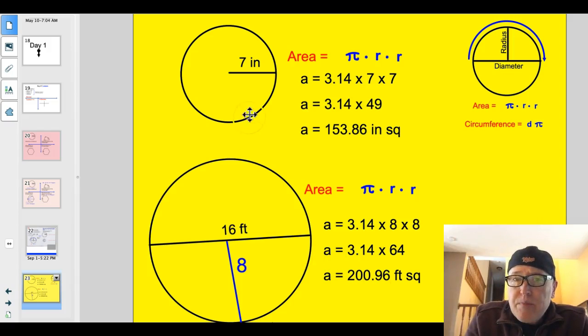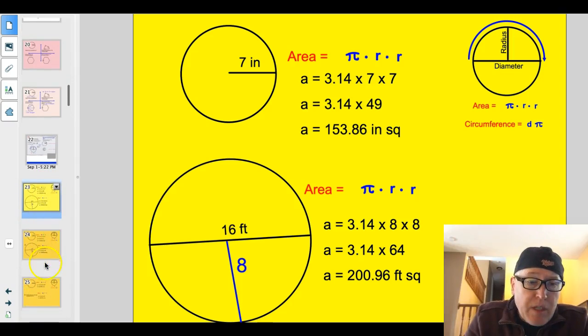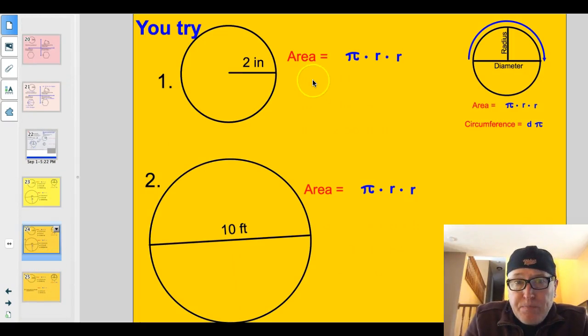The problem is people take the diameter and do pi r squared. They do 3.14 times 16 times 16. That's pi d squared. We have to do pi r squared. We have to have the radius, that short line, all the time. All right, let's have you try 4. Go ahead and try these 2 first. Just find the area of these circles.